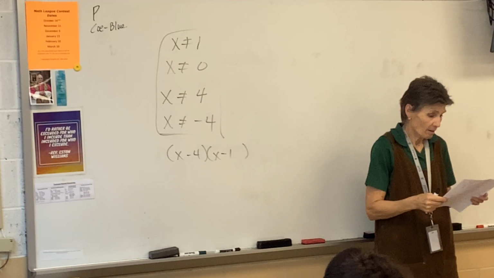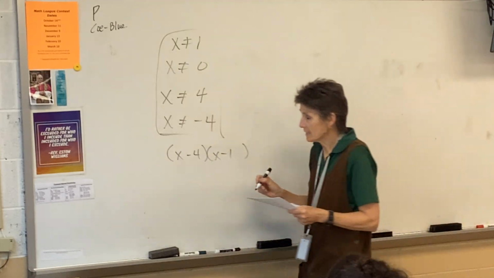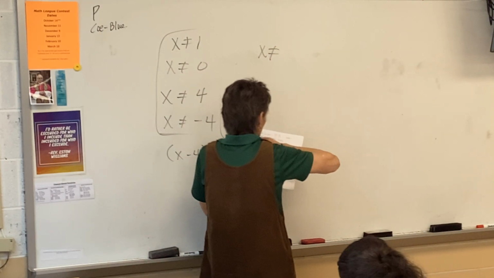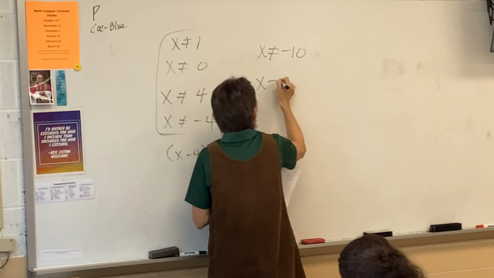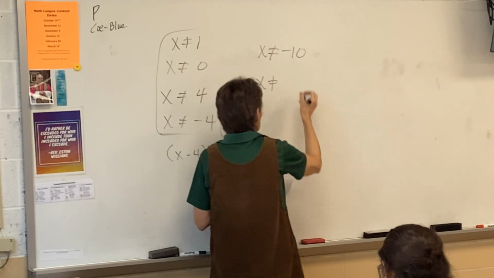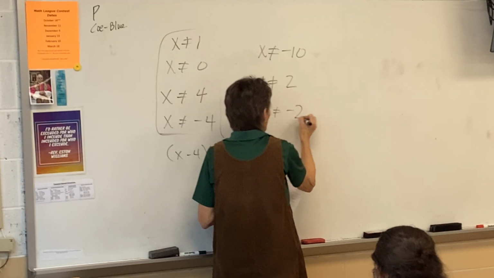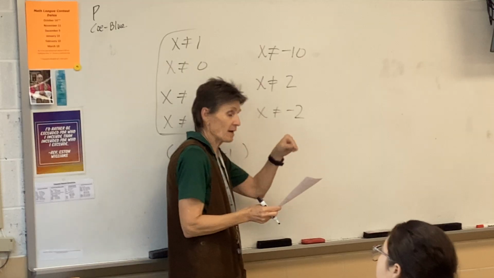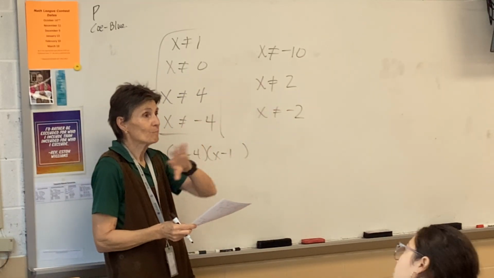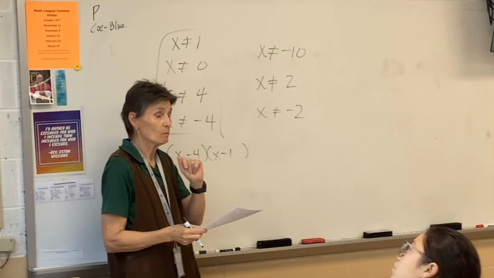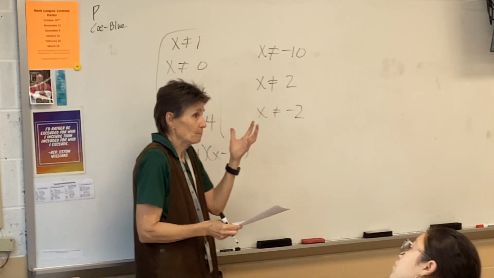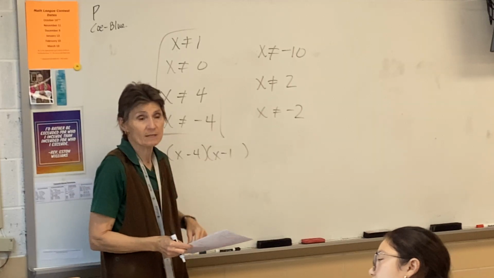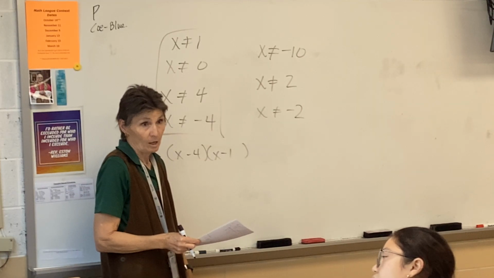Right? All right, let's look at the next one, B. What are the excluded values here? X can't be what? Negative 10. X can't be what? 2 or negative 2. Positive or negative 2. Does that 4, that 3x over 4, does that 4 have anything to do with excluded values? No. It can't be 0. It's 4. Only the x's in the denominator are going to give us excluded values. Are we good?